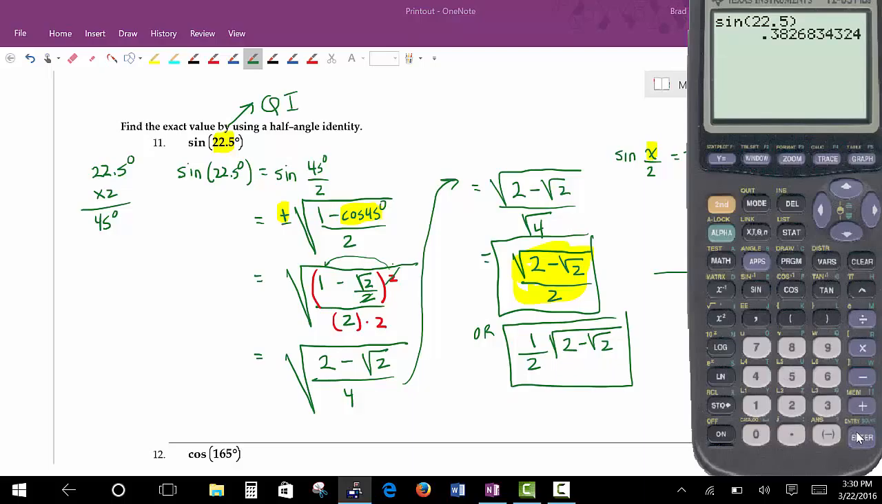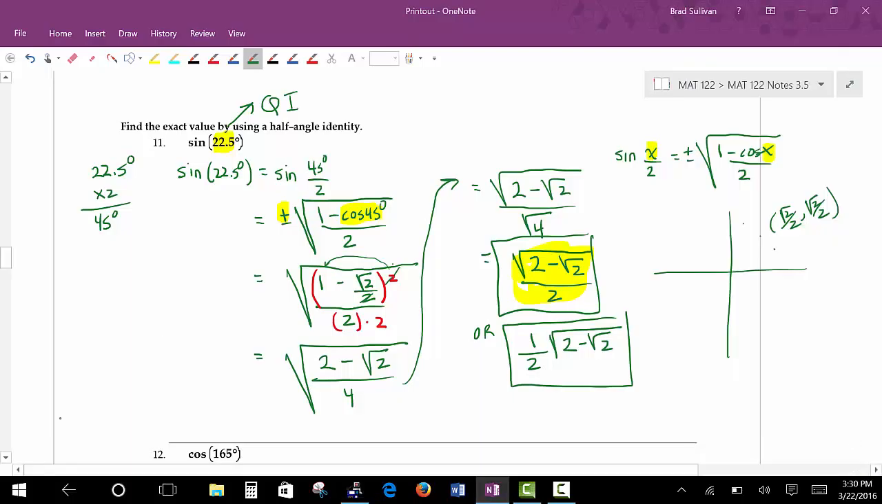Now, I put my answer in like this. I have to go square root, then in that parenthesis, 2 minus another square root of 2, close the parentheses and double up on that parenthesis, and then divide that by 2, and you get the same thing. So that's how you're going to put that in your calculator to check and verify. So typically you can write the answer one of two ways.